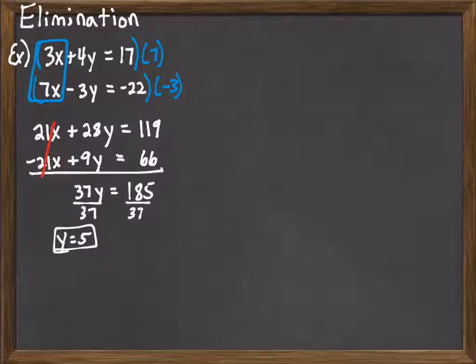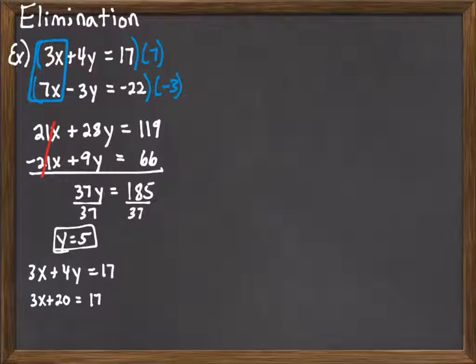Once we know y is equal to 5, we can pick either one of our equations that we started with, plug 5 in for y. I'm going to pick the 3x plus 4y equals 17. And I'm going to go in now and replace y with 5. When I replace y with 5, that'll be 4 times 5. So I'll get 3x plus 20 equals 17.